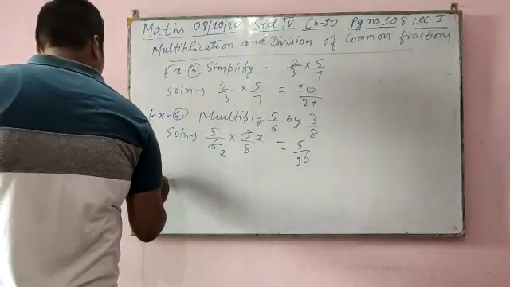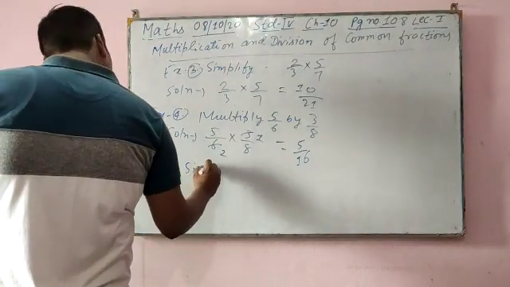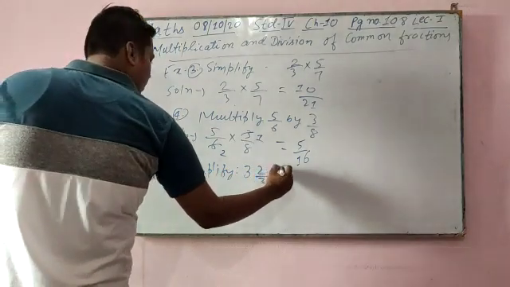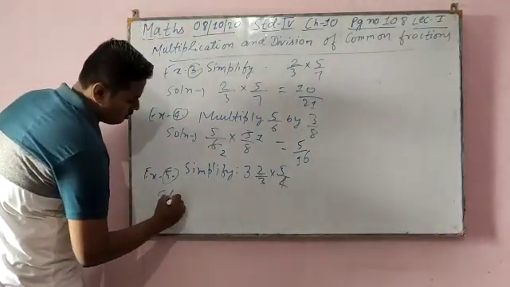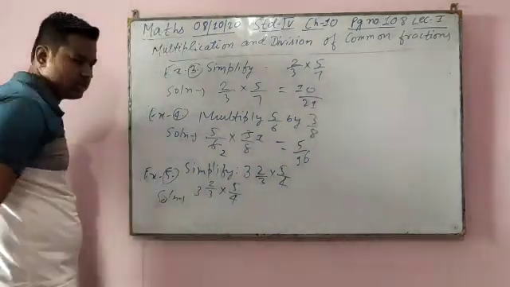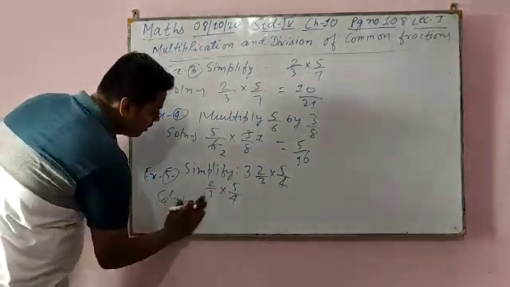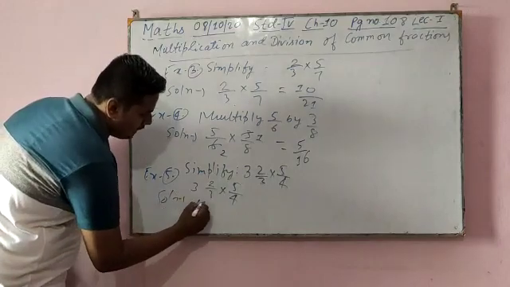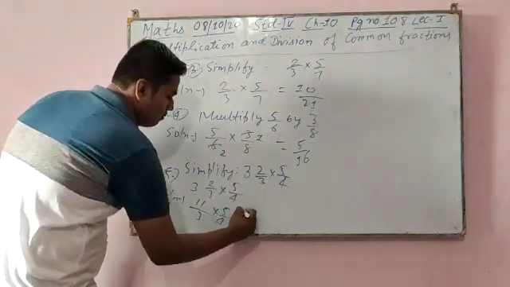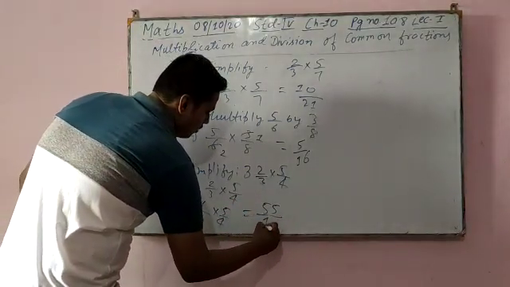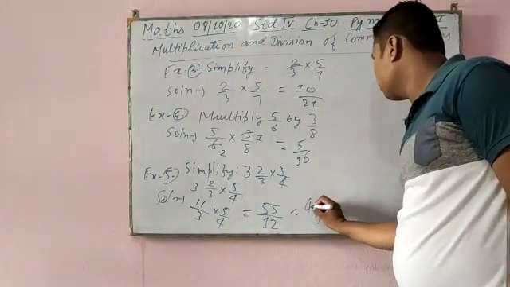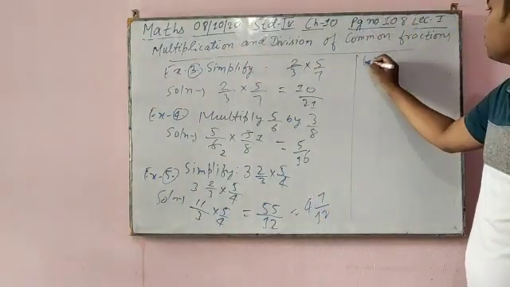Come to example number 5. Simplify 3 whole 2 by 3 into 5 by 4. Come to solution. 3 whole 2 by 3 into 5 by 4. Change into an improper fraction. 3 into 3, 9, plus 2, 11 by 3 into 5 by 4. So here also you cannot cross. Multiply 11 into 5, 55, and 3 into 4, 12. Here the numerator is greater. Change into a mixed fraction. 12 into 4, 48, and 7, 55.